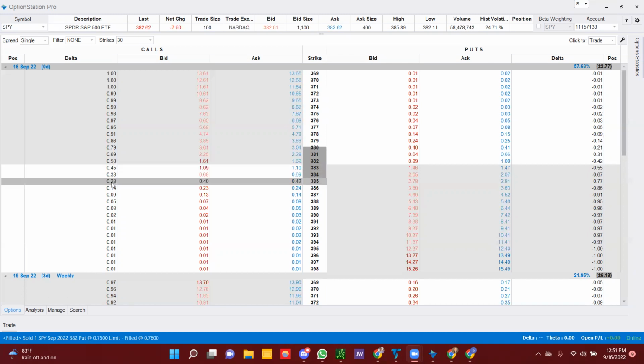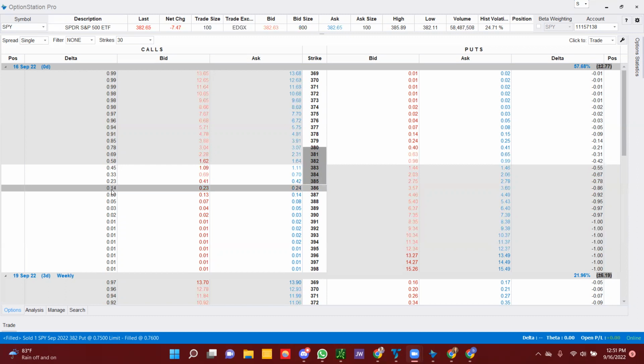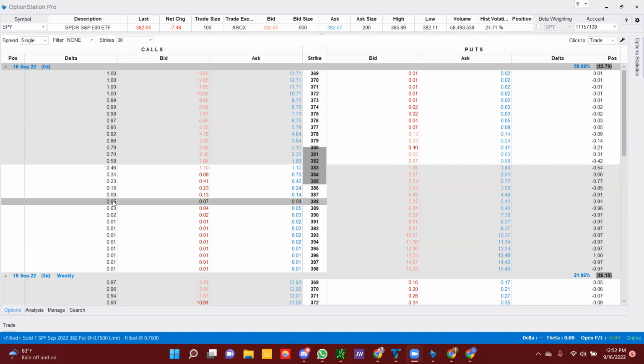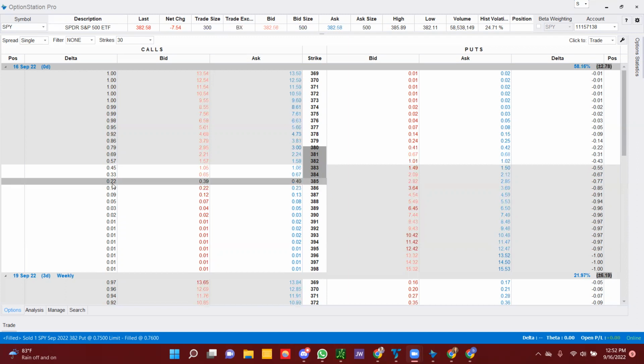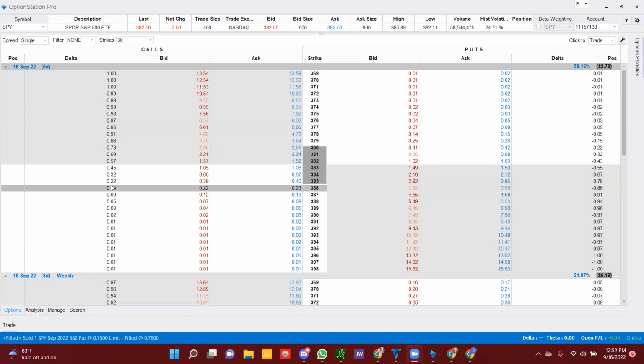Once you get around this 25 delta right here, it starts slowing down. Now it goes from 23 to 15 to 9 to 5, so it really starts slowing down. That's why a lot of people playing options like to take advantage of the 25 delta. Really anywhere from 20 to 30, but especially 20 to 25.